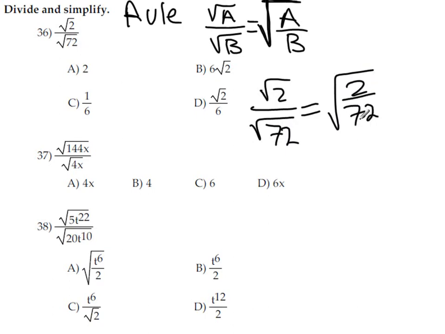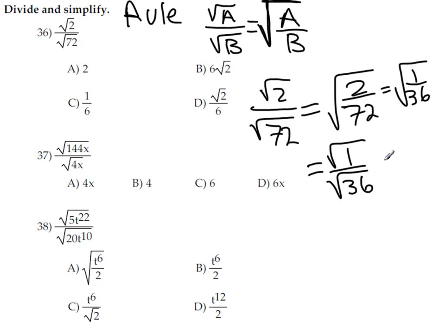Now, can 2 go into 72? Sure can. In fact, it goes into it 36 times. So we have the square root of 1 over 36, in which we can break up into the square root of 1 over the square root of 36. Why? Well, 1 is a perfect square, and 36 is a perfect square. So my answer comes out fairly nice.